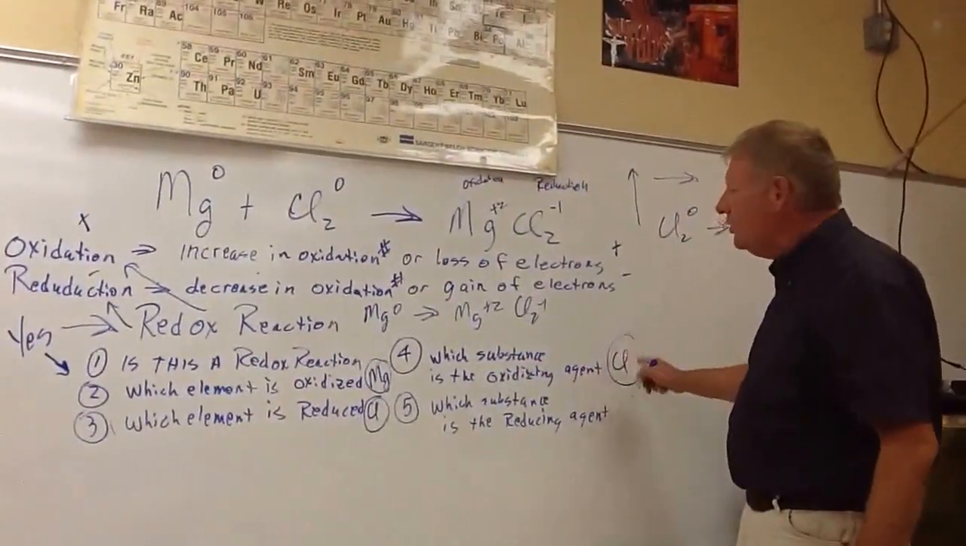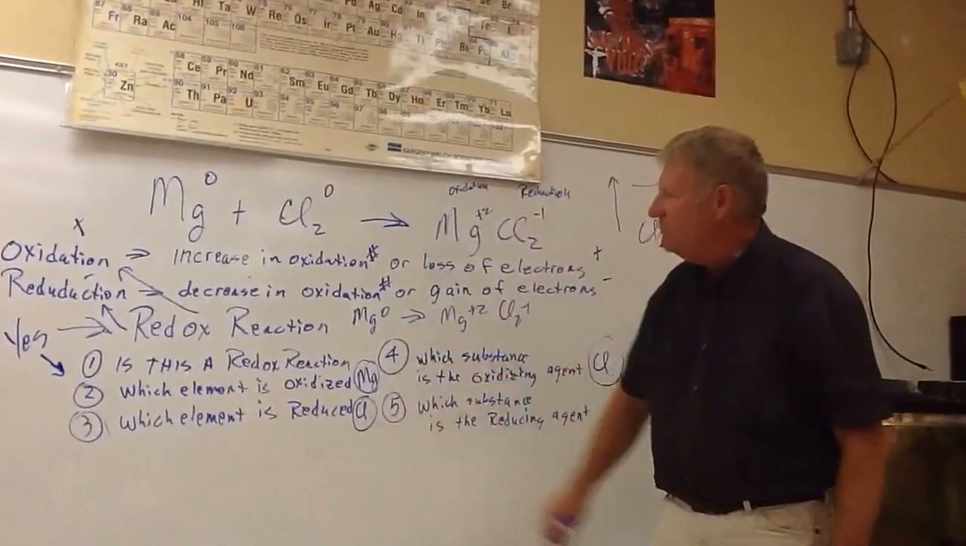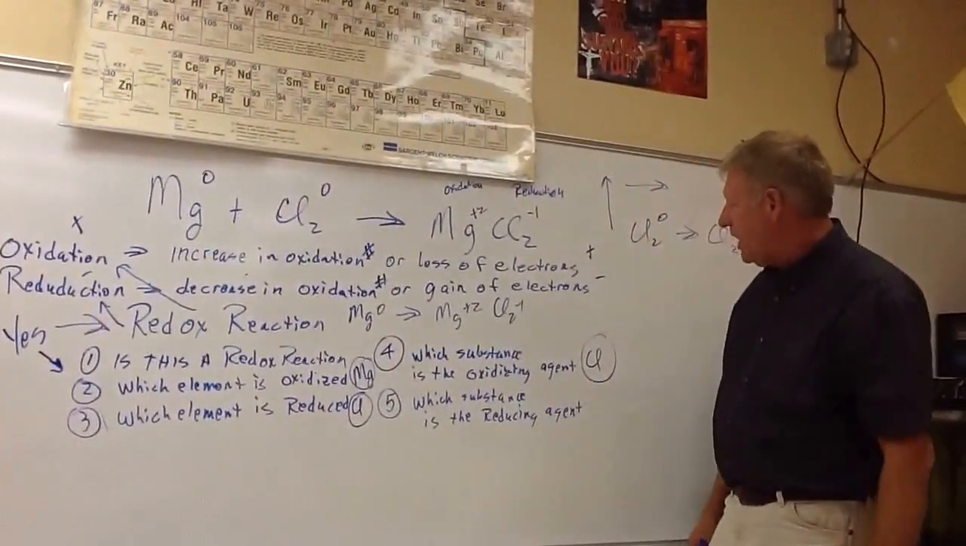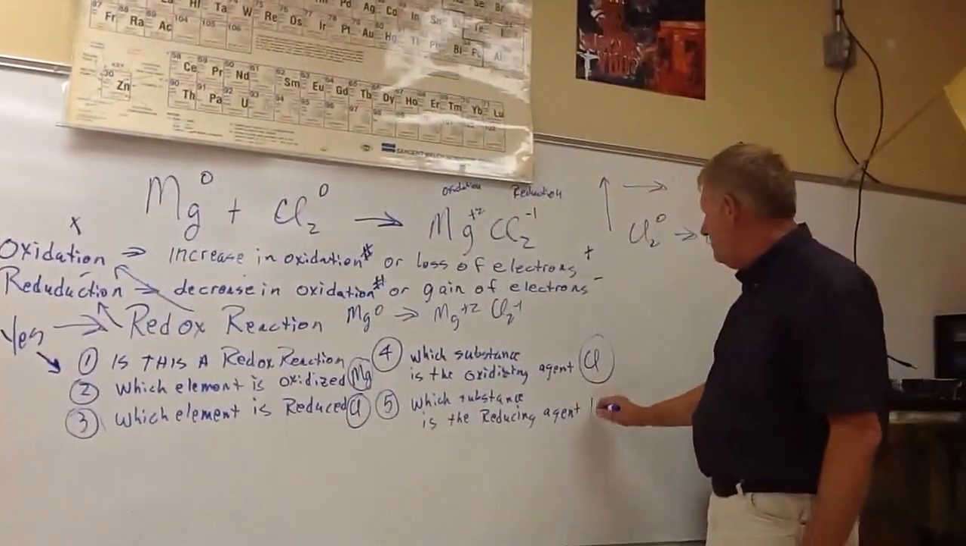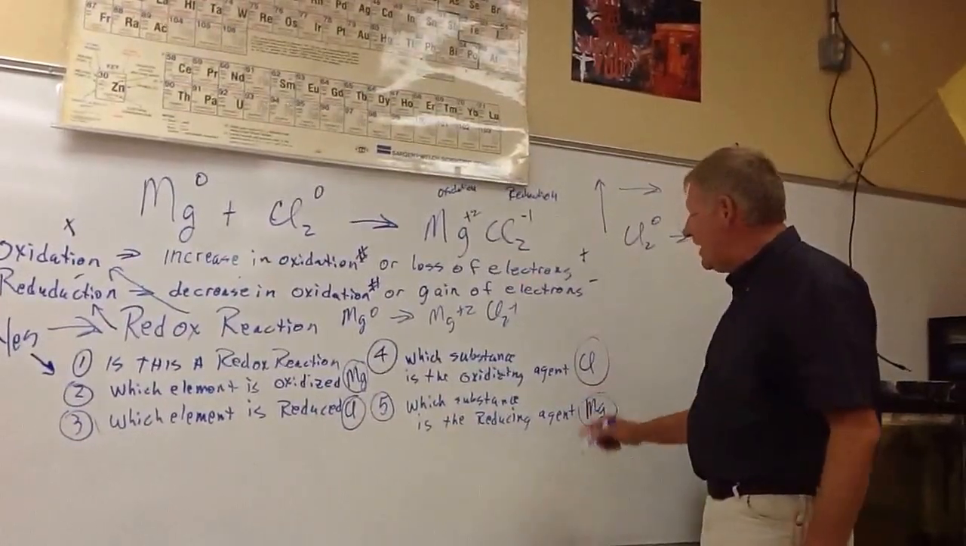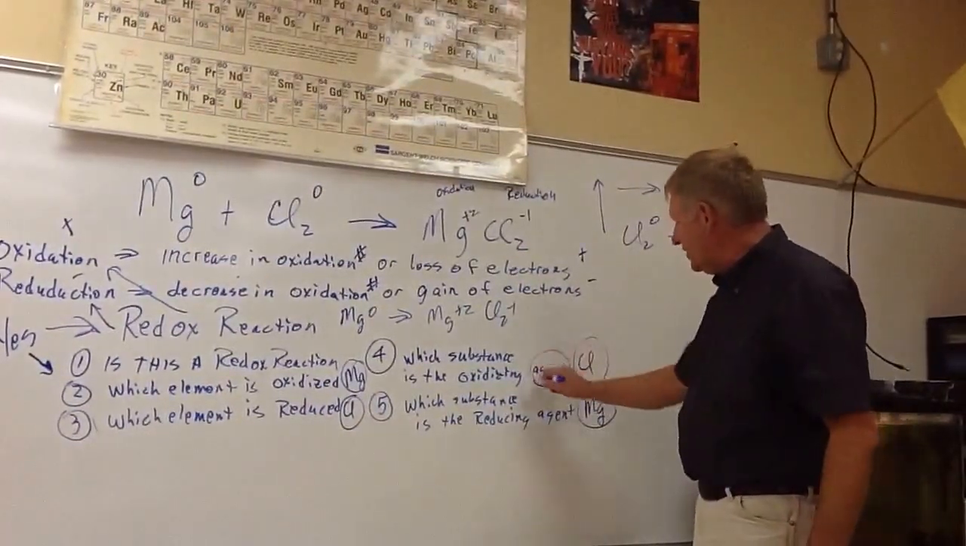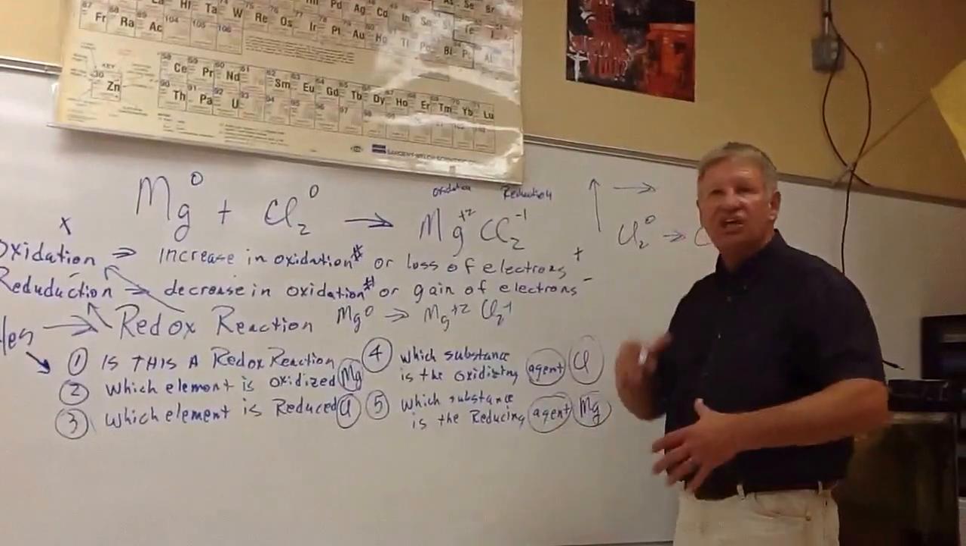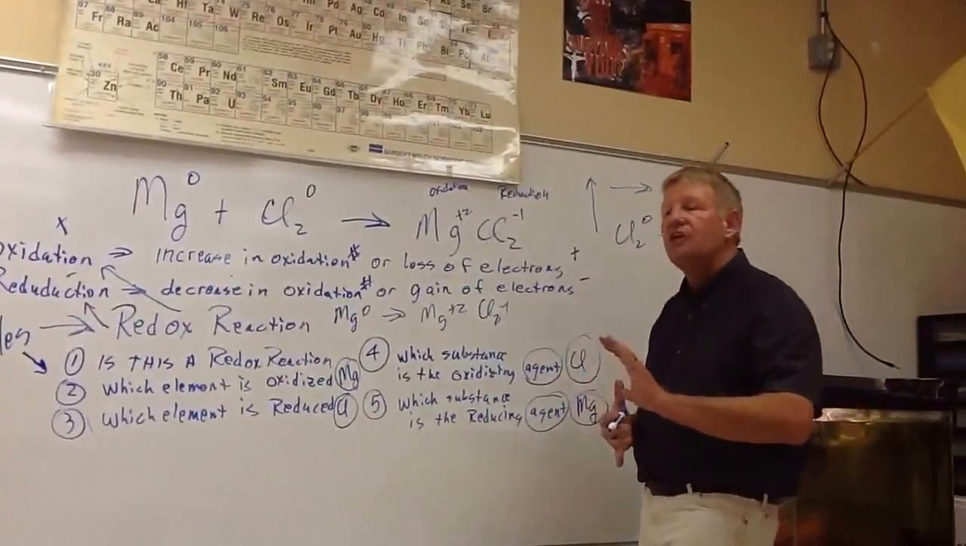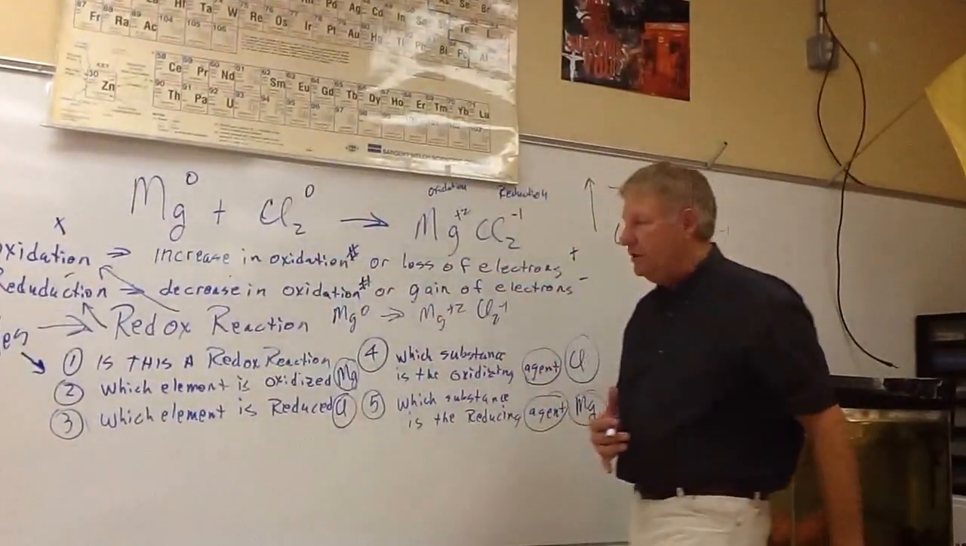Which substance is the oxidizing agent? Chlorine. What did chlorine do? Chlorine made magnesium become more oxidized. Which substance is a reducing agent? That would be magnesium. Magnesium made chlorine. See, once again, agent. The agent is the chemical process that causes the other to respond the way it did.